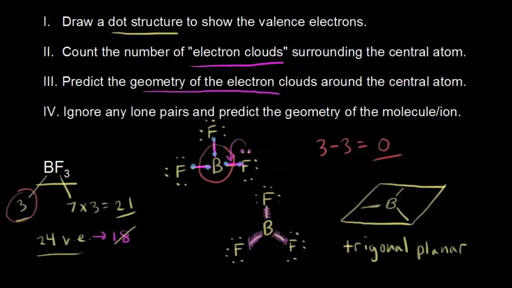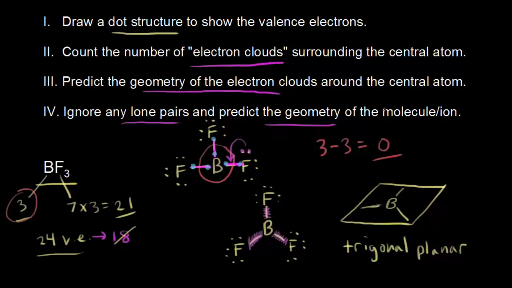And since we don't have any lone pairs of electrons to worry about on our central atom, we can go ahead and predict the geometry of the molecule as being the same as the geometry of the electron cloud. So the molecule has a trigonal planar shape as well.